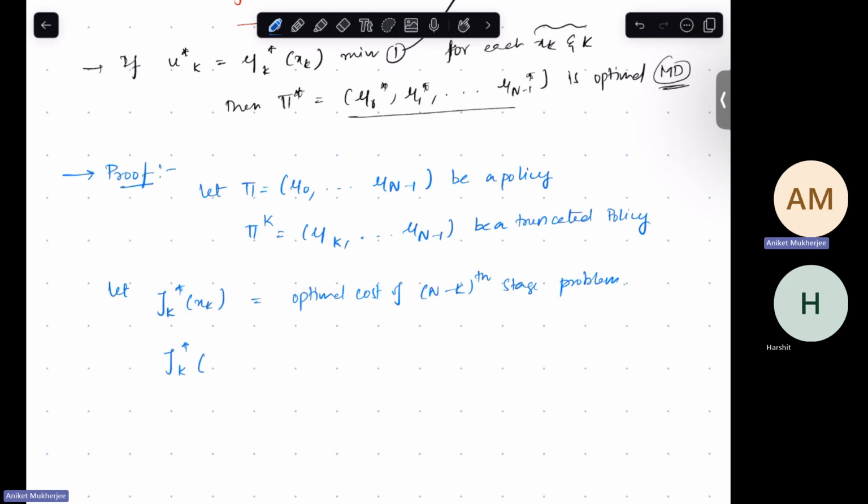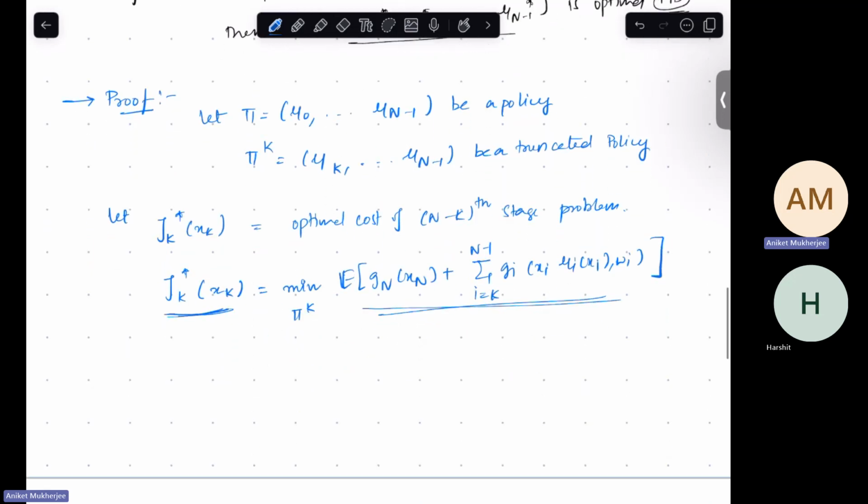I might have misheard. So J_k star of x_k is actually the optimal cost that you get while applying the optimal policy. So it's basically the minimum over pi k of the expectation of g_n(x_n) plus the summation from i equal to k to n minus 1 of g_i(x_i, mu_i(x_i), w_i). So the optimal cost of the n minus kth stage problem is basically this.